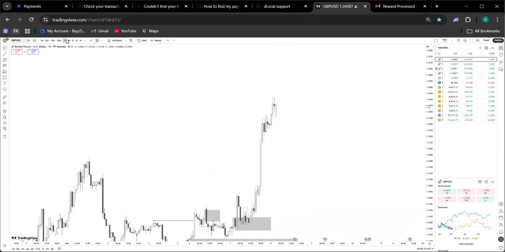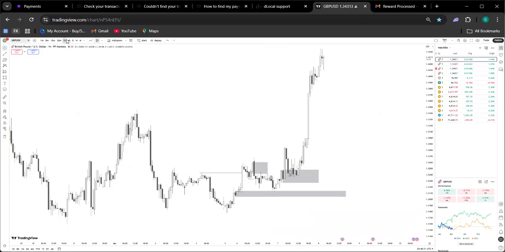So if you're practically a newbie, you really don't need to complicate this, right? You really don't need to complicate this. It's literally just this easy.